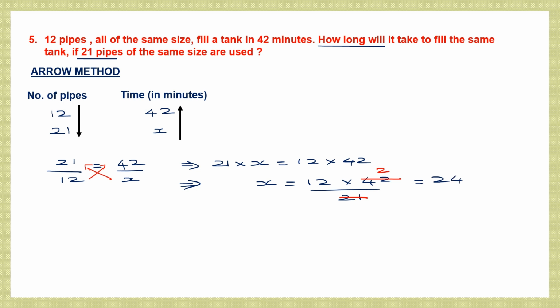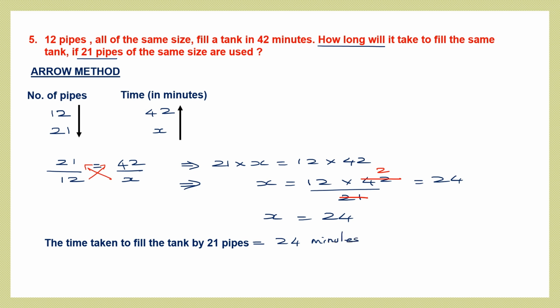So we have found the value of x. x is 24. And what is x? x is minutes. The time in minutes when 21 pipes are used. So this is our answer, and we can say the time taken to fill a tank with 21 pipes is equal to 24 minutes. This is our answer.